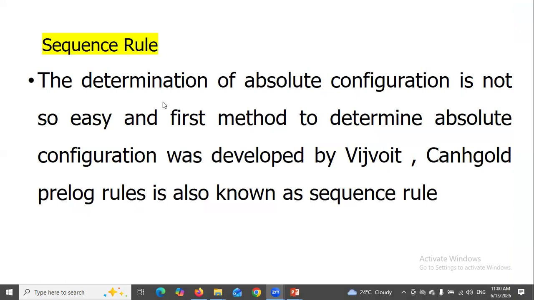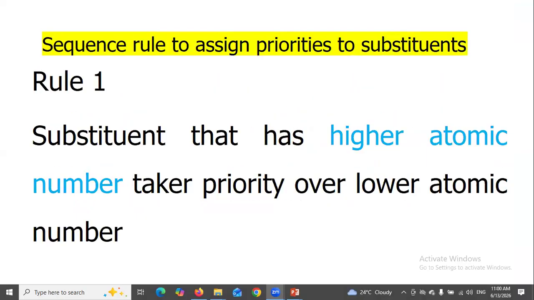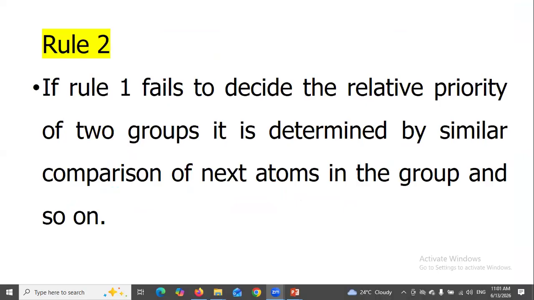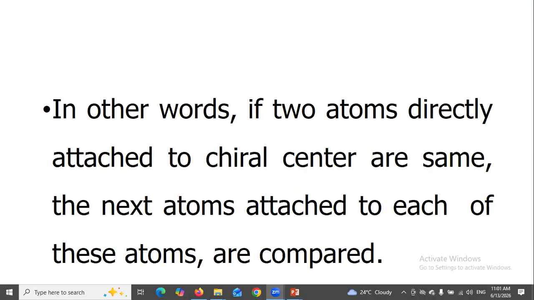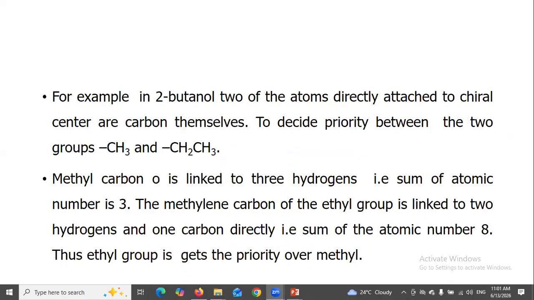Sequence rule: the determination of absolute configuration is not so easy. The first method to determine the absolute configuration was developed by the Cahn-Ingold-Prelog rules, known as the sequence rule. A substituent that has the higher atomic number takes priority over the lower atomic number. We first decide the relative priority of two groups. It is determined by similar comparison of atoms in the group and so on. In other words, if two atoms directly attached to the chiral center are the same, the next atoms attached to each of these atoms are compared.